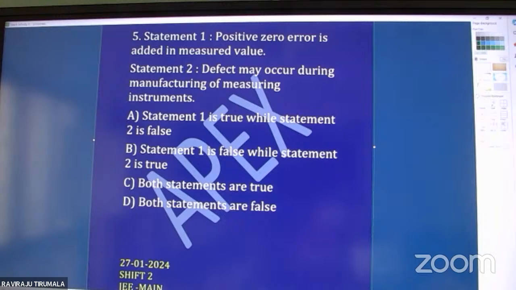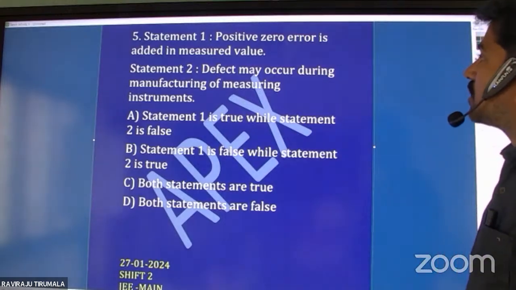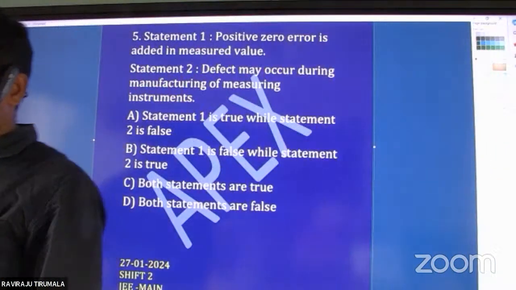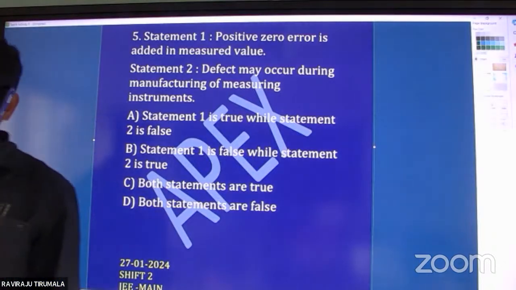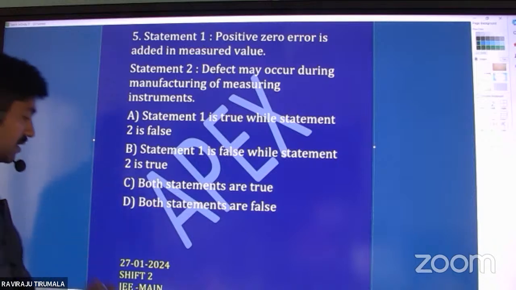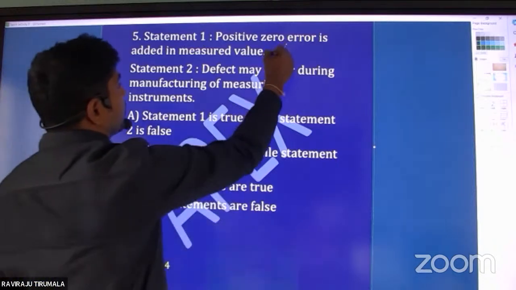Anybody can answer? What is given? Positive zero error is added in the measured value. If the error is positive, then the correction should be negative only, no? But what is given in the first point, it should be added. So that is the wrong statement given.